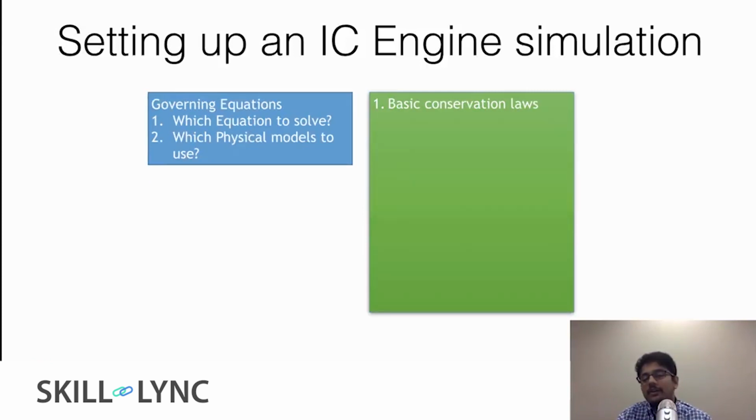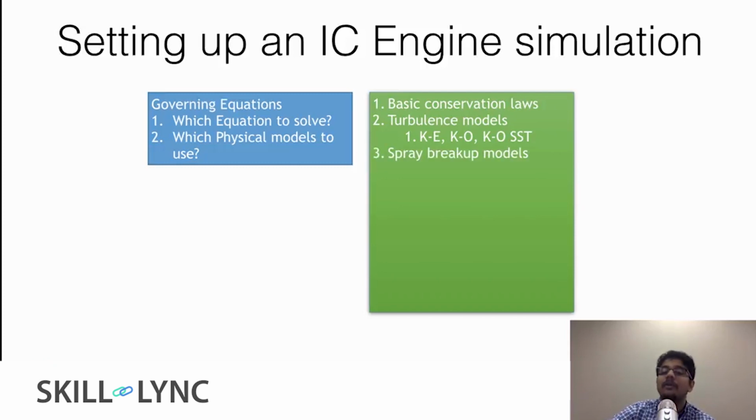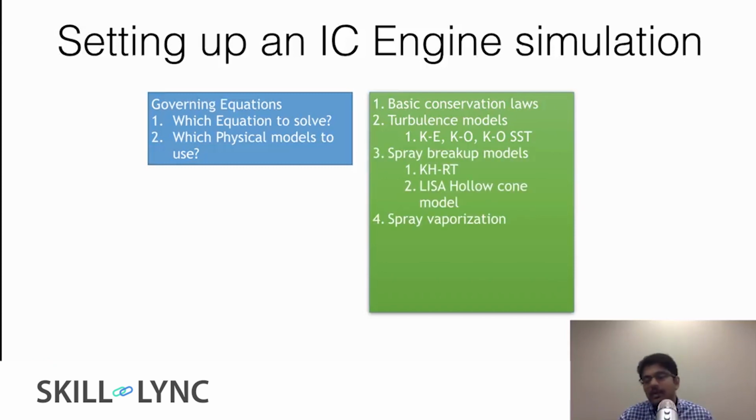If we are talking about governing equations, we all know that the basic conservation laws need to be solved. But in an engine, the flow is turbulent. So in that case, you need to employ additional turbulence models like K epsilon, K omega SST, and so on. And if you have a fuel spray involved, you need to specify how the fuel is going to break up, how the fuel is going to vaporize and mix with the gas phase. And then you need to explain how this fuel and air mixture is going to combust.